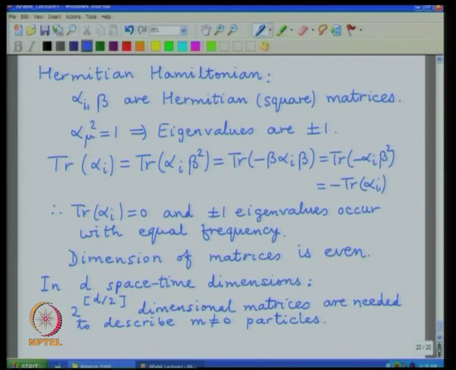To describe massive non-zero particles, in particular in our 3 space and 1 time dimension, D is equal to 4, and so we will need 4 by 4 matrices to describe an electron. If the particle happens to be massless, then this number is a little smaller, because we need only alpha and beta is not necessary. So, one less matrix is completely okay, and that number again can be written as subtracting 1 from D in the exponent.